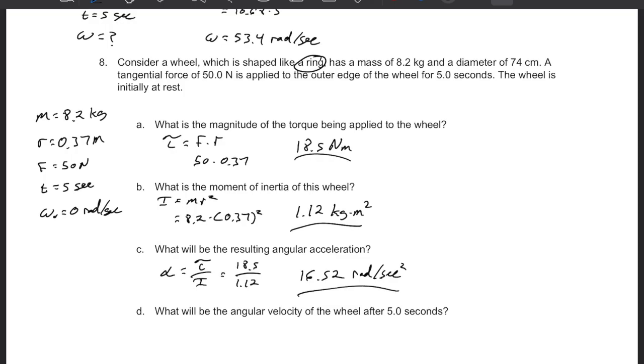D. What will be the angular velocity? What is angular velocity again? Omega, right? Yeah, omega. It will be the angular velocity of the wheel after 5 seconds. So our time is still 5 seconds. We're looking for omega. We know omega naught is 0, alpha is 16.52 and the time is 5. So that omega naught goes away. It's 0. So 16.52 times 5 will get us our omega. Put that in our calculator, we get 82.6 radians per second.